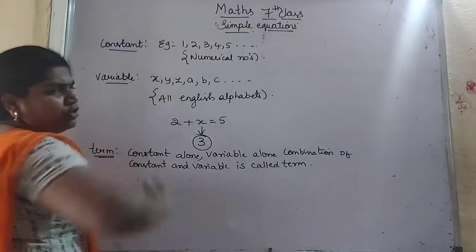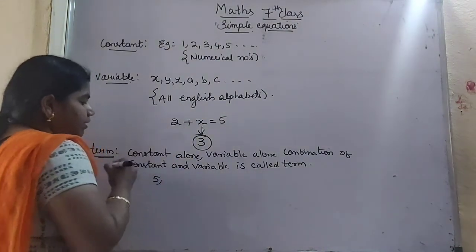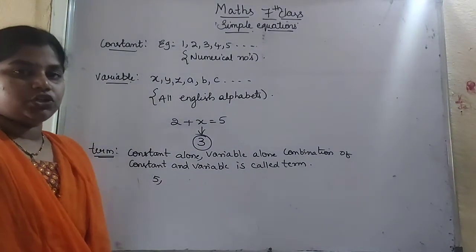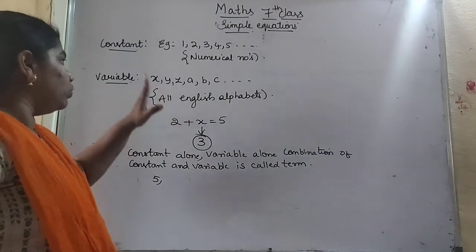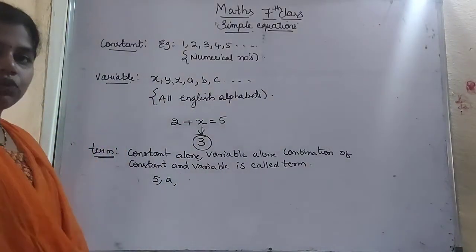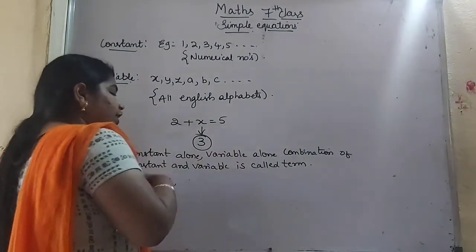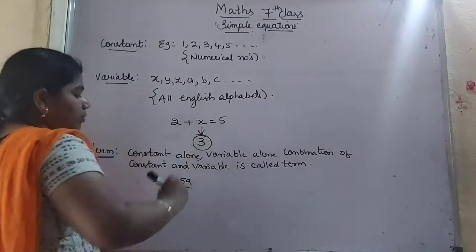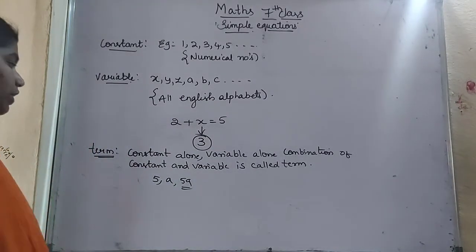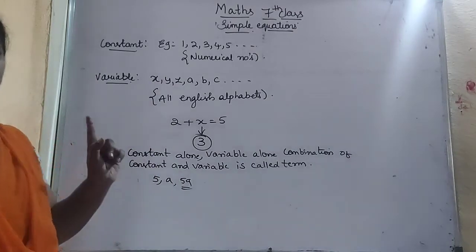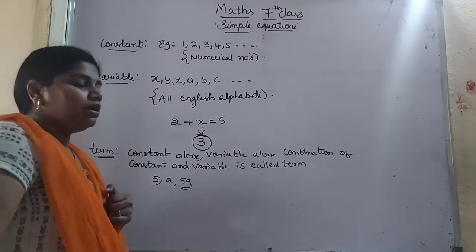Constant alone means any numerical value you can take. I am taking it as 5. So 5 we can call as a term. In the same way, variable alone, any variable you can take. I am taking it as a. So a is also a term. Combination of variable and constant. If you combine these two, that also will become a term. So here 5 is a term, a is a term and 5a is also a term. So these are called as terms.